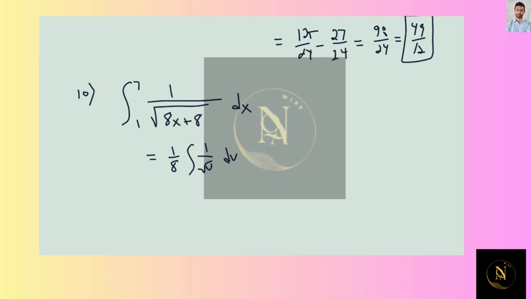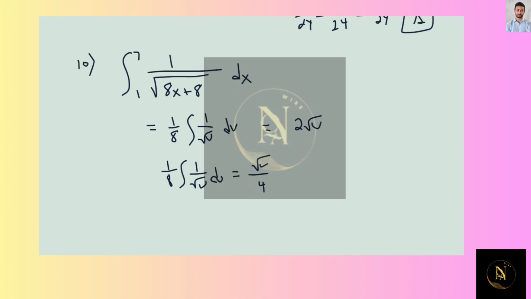And if we apply the power rule, where the integral of u to the n du is u to the n plus 1 over n plus 1, where n here, since we're dividing by a square root, would be negative 1/2. And so this would be 2 square root u. And then with our solved integral, it would be 1/8 times the integral of 1 over the square root of u du, which would be the square root of u over 4. That's 2 times 1/8 is 1/4.